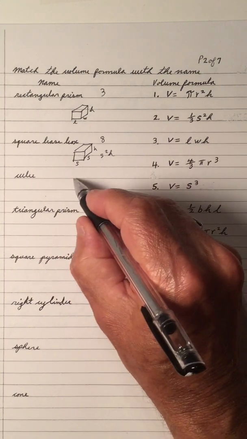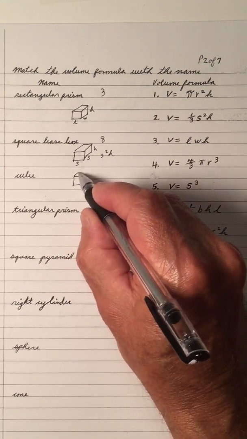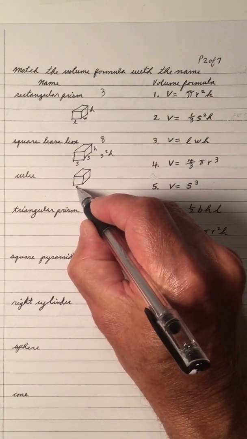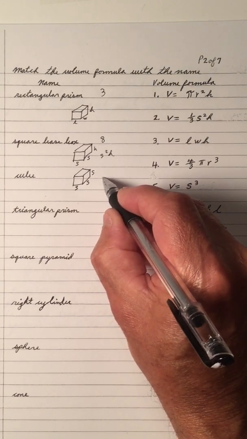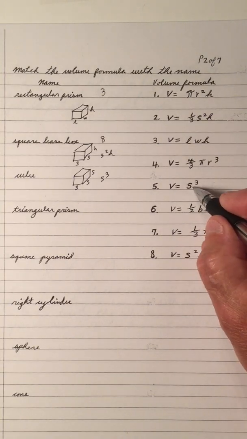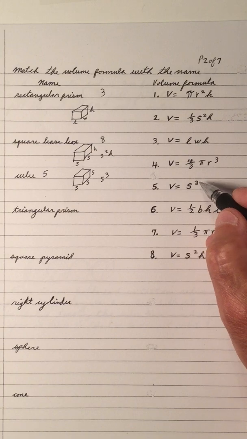A cube is the same design again. The only thing about a cube is that all edges are the same. So the length is S, the width is S, and the height is S. So there's S times S times S, which is S cubed. And S cubed is number 5. The volume is S cubed.